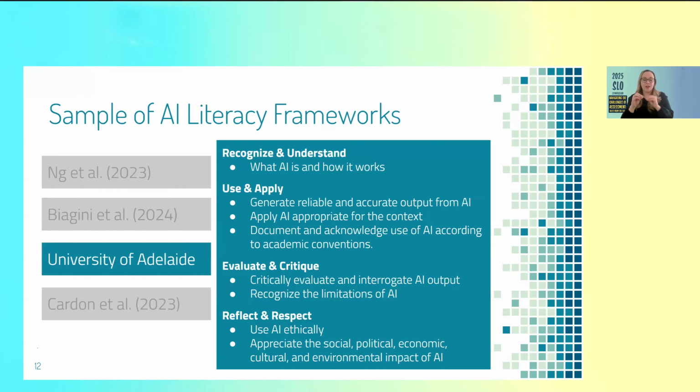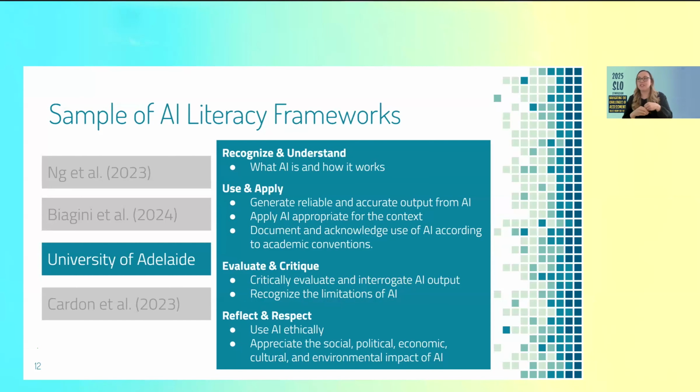So whereas in other frameworks, they would have put the ethics and responsible use under its own separate category, this is saying actually having a responsible use is part of using and applying AI. So if you can't be responsible as you're using it, then it's not sufficient, right? Then you're not actually using it very well. And the use and apply literacy has not been achieved if you're not actually using it responsibly. So just a subtle difference there.